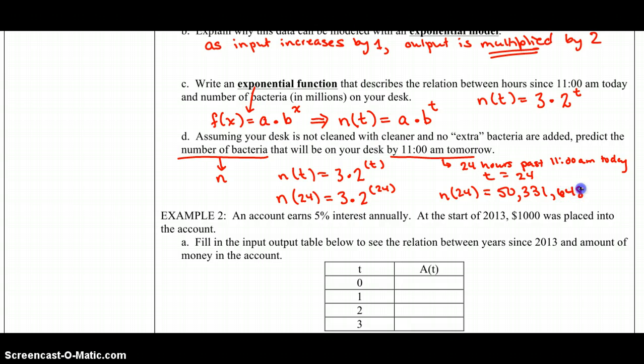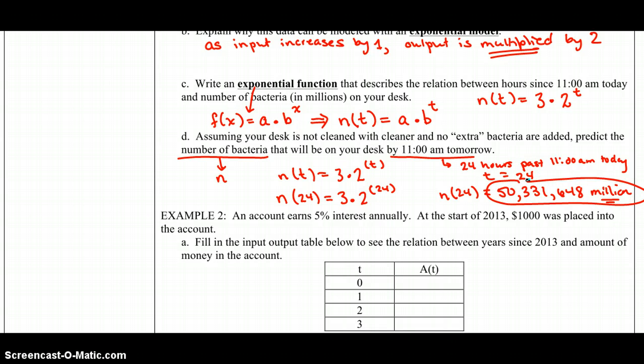We'll get some units on here too, because not only is this number big to begin with, 50,331,648, but that's still in millions. Okay, so tons and tons of bacteria here.